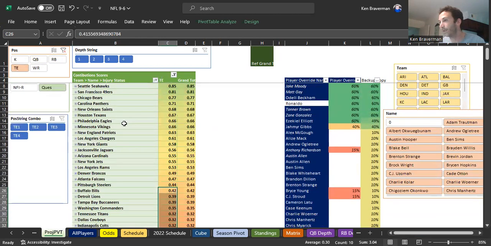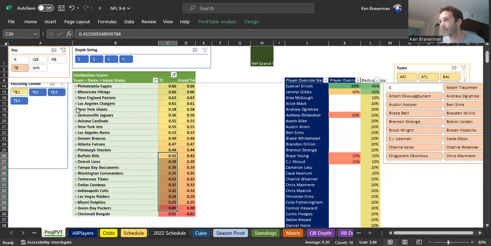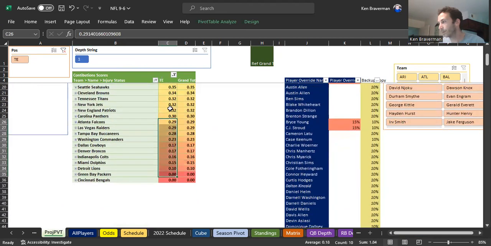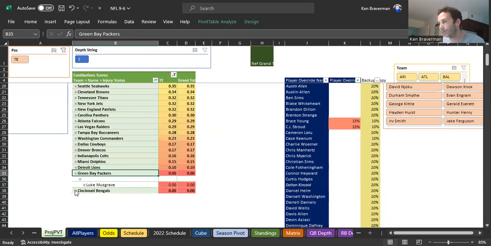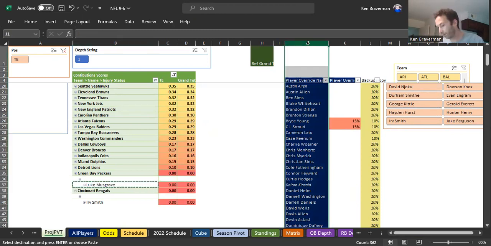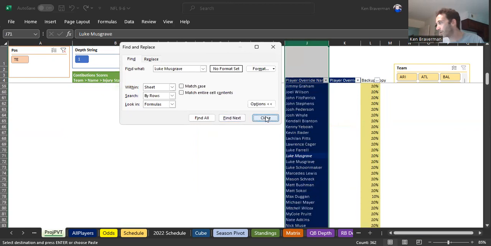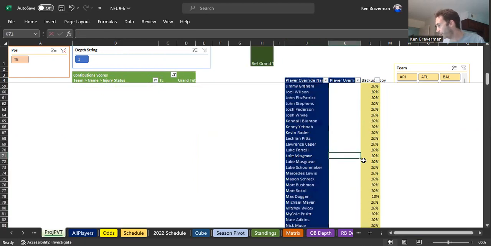Tight ends. First string tight ends. We've got a couple zeros down here I want to deal with. So we got brand new Luke Musgrave on Green Bay and Irv Smith. I'm going to give these people just a 0.1 just to give them something. 0.1.